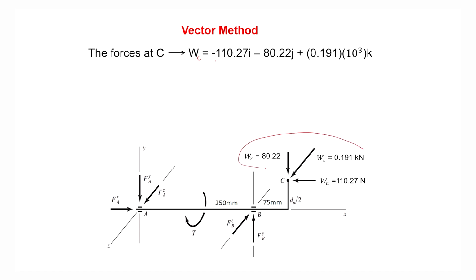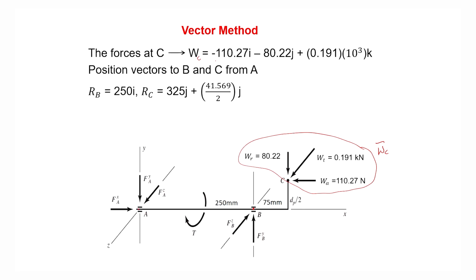So, combining this, we have the force vector Wc. Similarly, we will have the force vector at B and the force vector at A. We also have to find the position vector of B and C. The position vector of B is given by 250 i, and the position vector of C is given by 325 i in the x distance, 355 j, and dp divided by 2 j along the y direction.